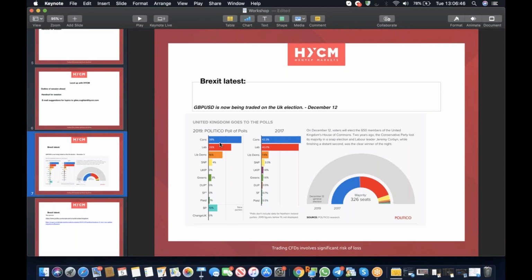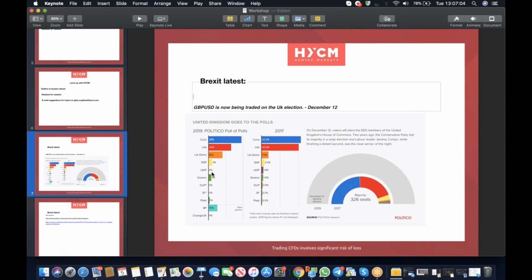A deal has pretty much been organised. It just has to be voted through. So a Conservative victory would almost certainly result in Boris Johnson's Brexit deal being voted through, and then the pound would rally on that relief, because a no-deal Brexit has been avoided.